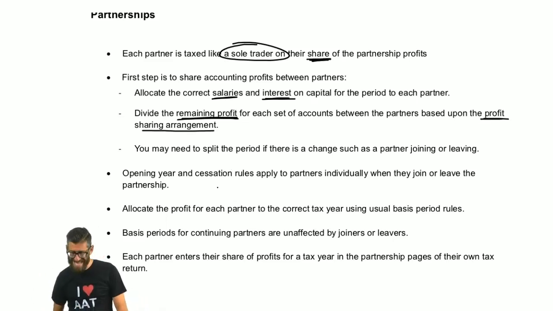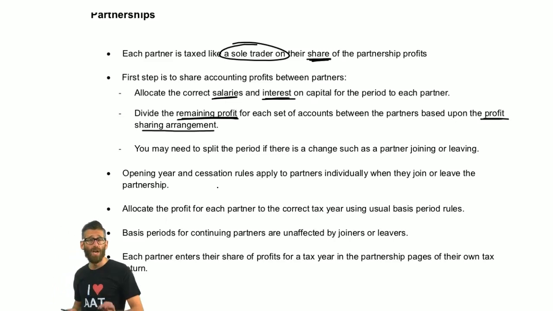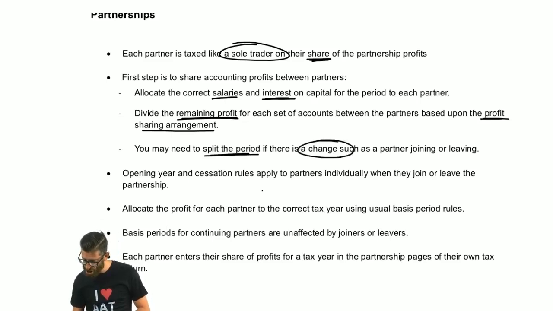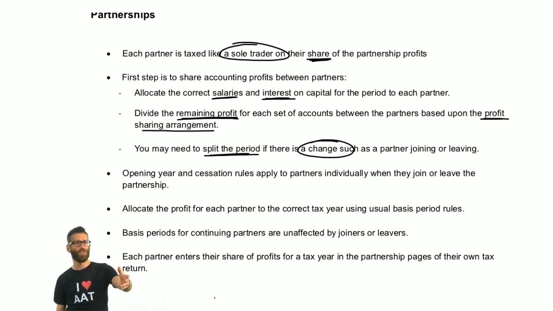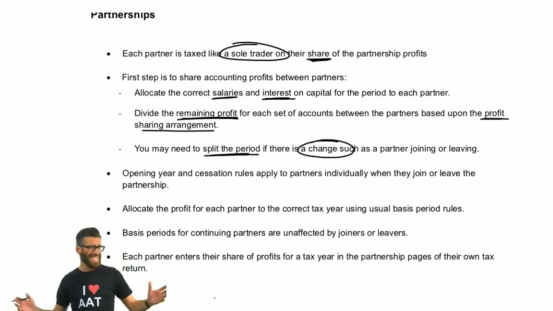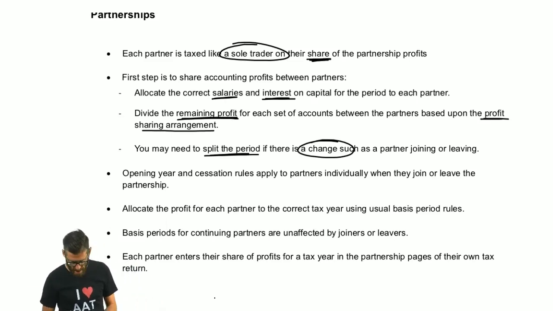So you may need to split. Now, this is where a really important technique comes in, that you must apply during your assessment, because you may need to split the period if there is a change, such as a partner joining or leaving, or a change in the share of partnership profits.